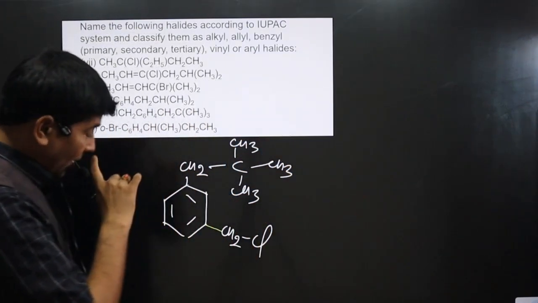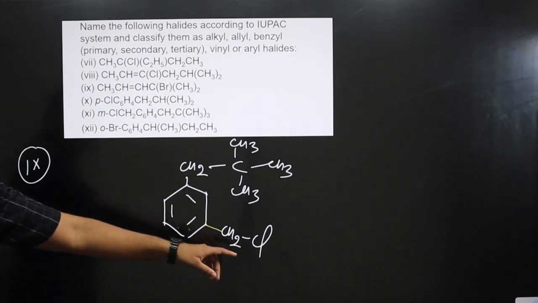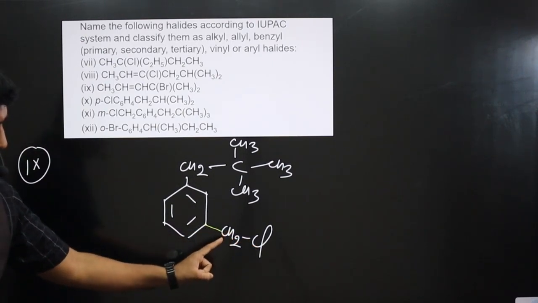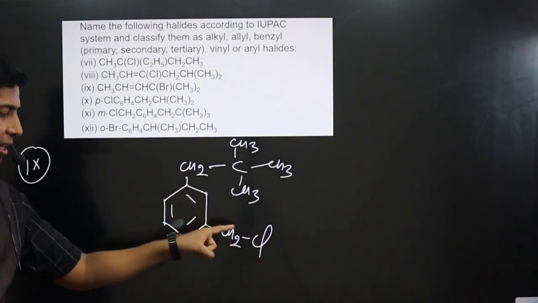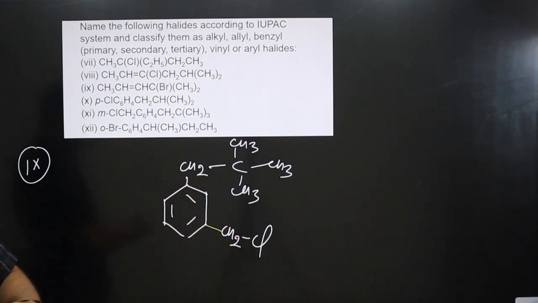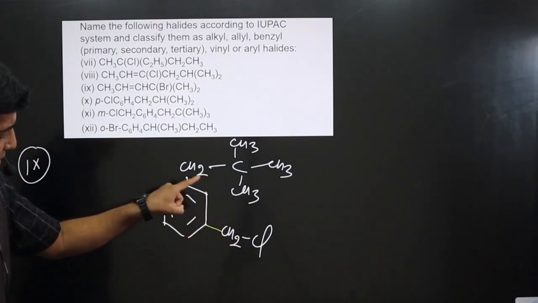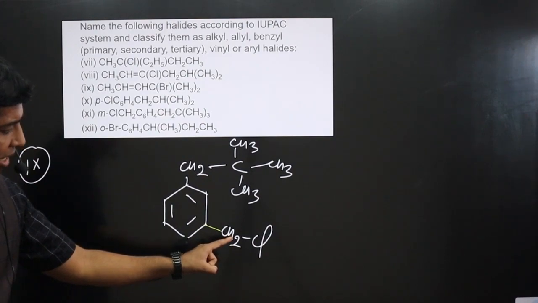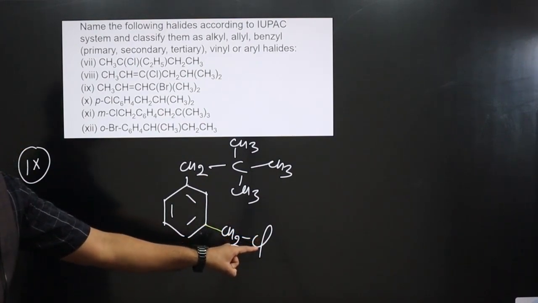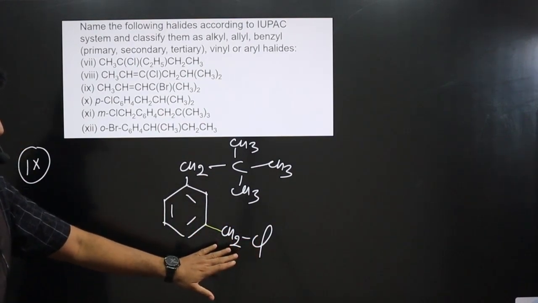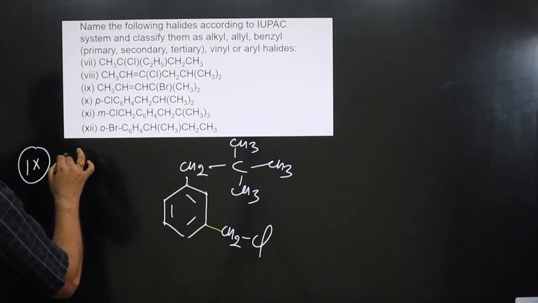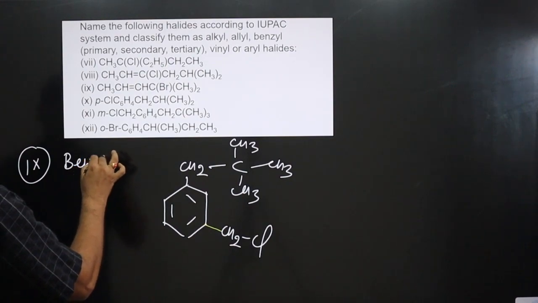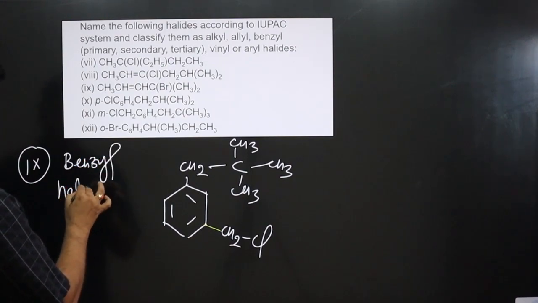is there. Okay. If we classify, you can see halogen is attached to an sp3 hybridized carbon. Halogen is not directly attached to the benzene ring, hence we can say this is what? Benzyl halide. You can see this is the benzene ring and this is the alpha carbon. To the alpha carbon halogen is attached, hence we can say it is benzyl halide, and this is sp3 hybridized. So we got benzyl halide.